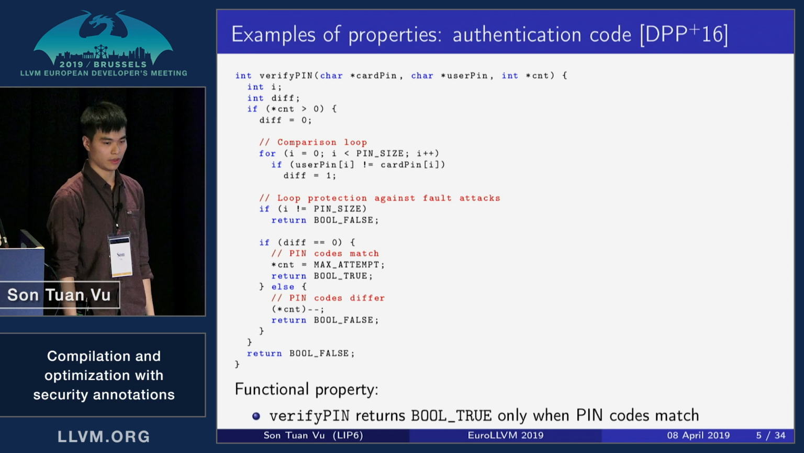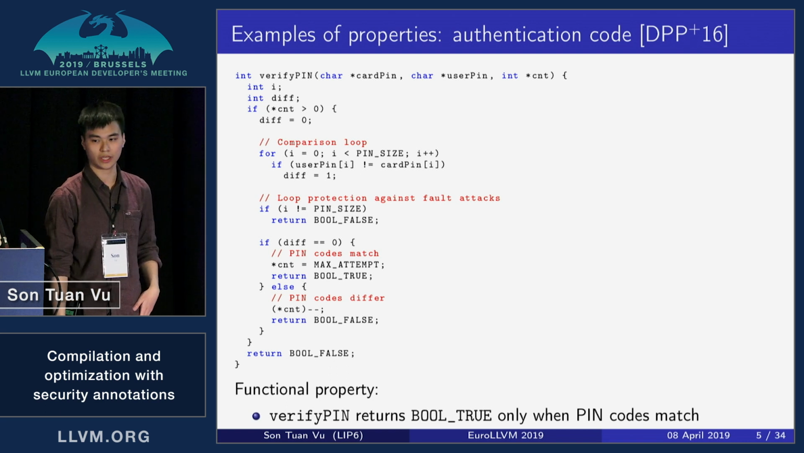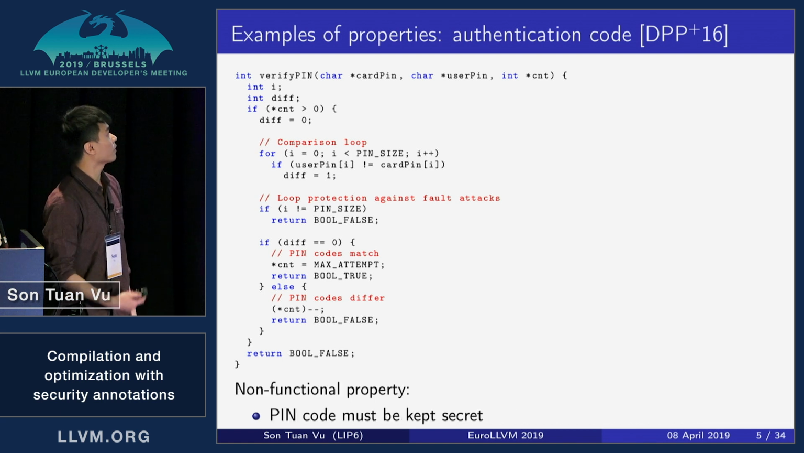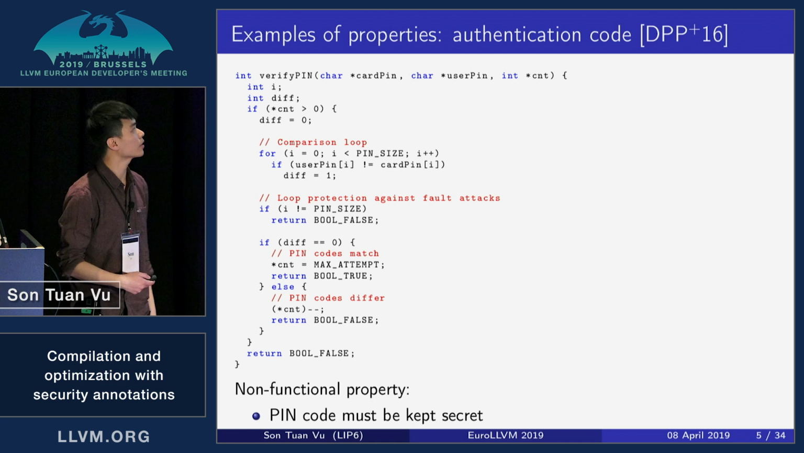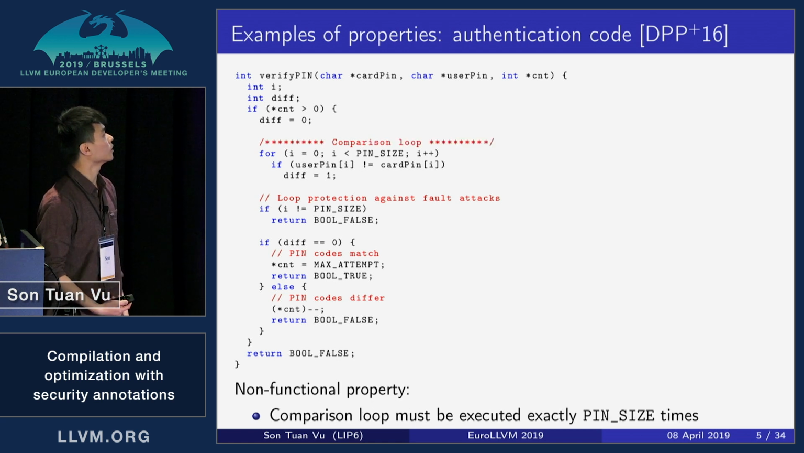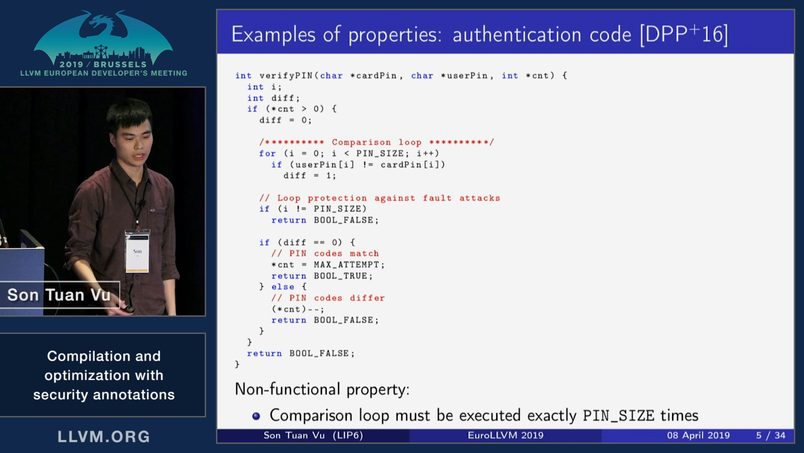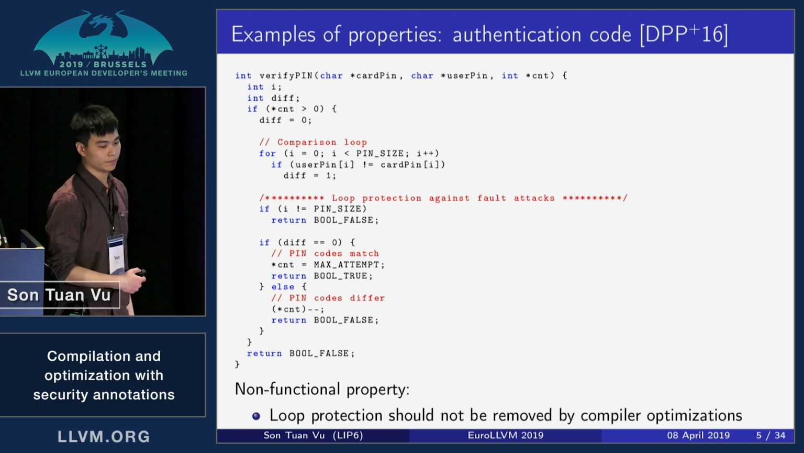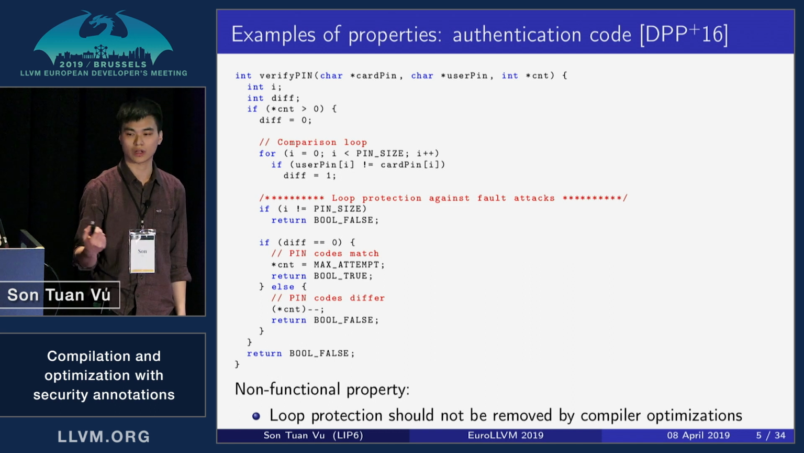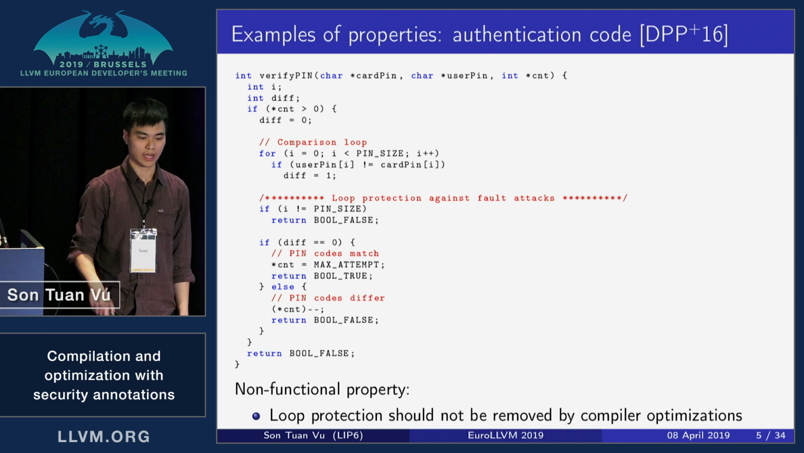So first, the very basic functional property, which is just the correct behavior of the function. And then we may have some non-functional properties, such as a secret PIN code, or a correct iteration number of the loop. And the loop protection doesn't only look silly to you, but also to the compiler, so it will get removed. And we just want to prevent the compiler from doing so.